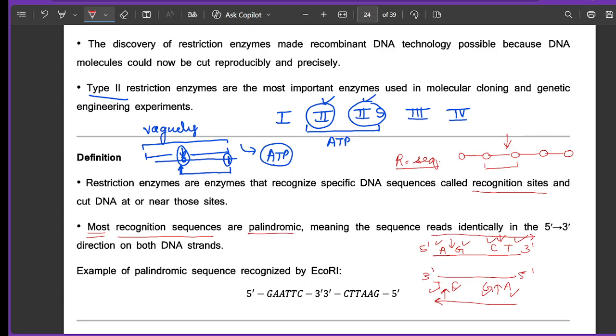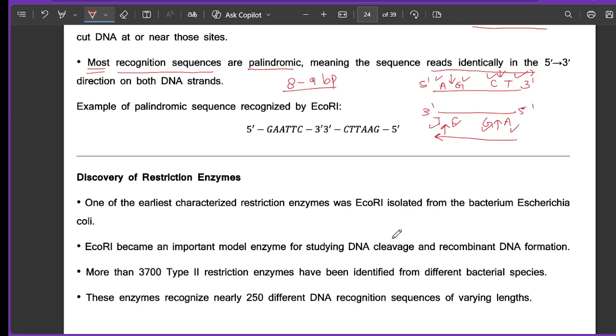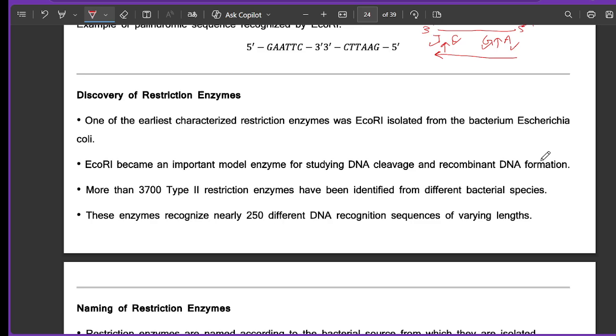This palindromic sequence, mind you, is generally 8 to 9 base pairs, which they recognize. This is a specific range which most restriction enzymes follow. So there is an example of a palindromic sequence which is recognized by EcoR1. You can understand it for simplicity, or you can learn this example. Now there are more than 3700 type 2 restriction enzymes which have been discovered, and they act on more than 250 different recognition sequences, and they are also of varying length.